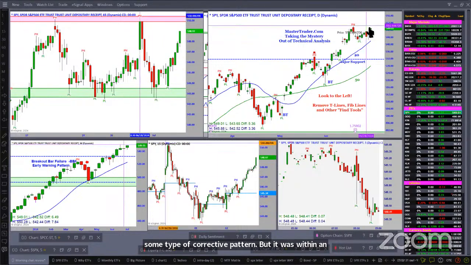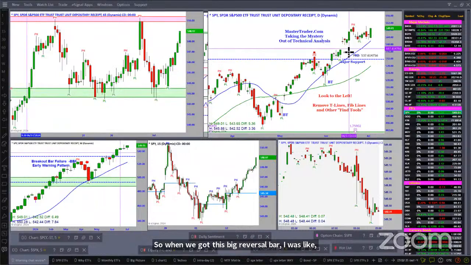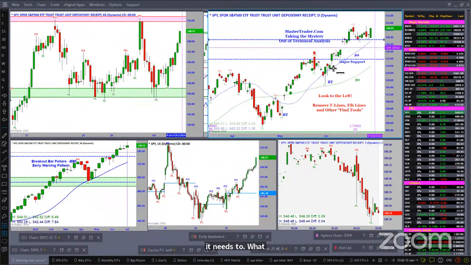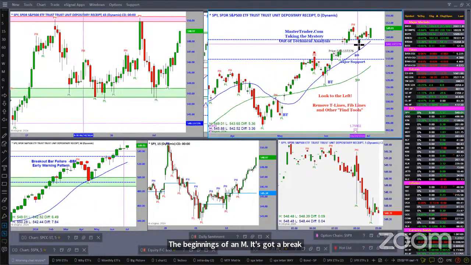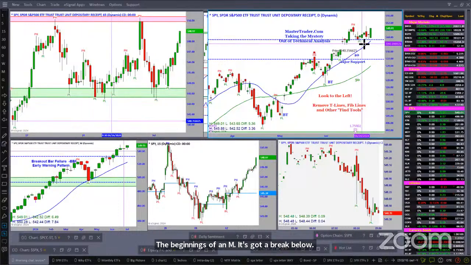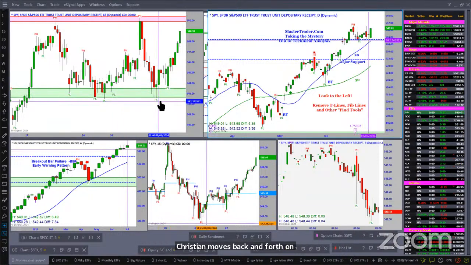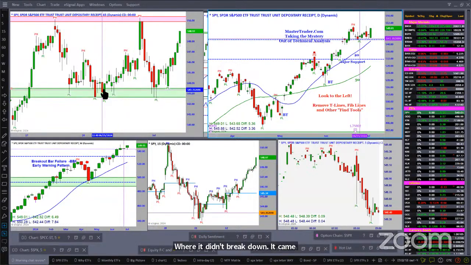So when we got this big reversal bar, it was like, okay, it needs to confirm what occurred, right? The beginnings of an M top, it's got to break below the swing low. It never did that. And you can see, right here, my cursor moves back and forth on the intraday chart where it didn't break down. It came down there, pivots there.